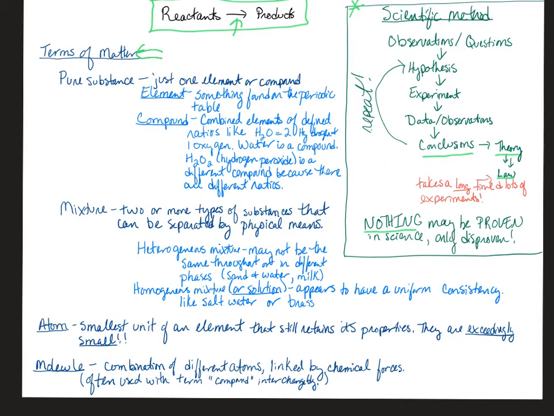And a compound is a combination of elements of defined ratios like H2O. What that means is 2 hydrogen, 1 oxygen. We'll talk about that too. Water is a compound. H2O2 has a different ratio. So in other words, it has 2 hydrogens for every 2 oxygens. And therefore that's a different compound because there's a different ratio. So don't get confused. Don't drink hydrogen peroxide. That's not advisable. But if you drink water, that's probably a good thing for you, right?